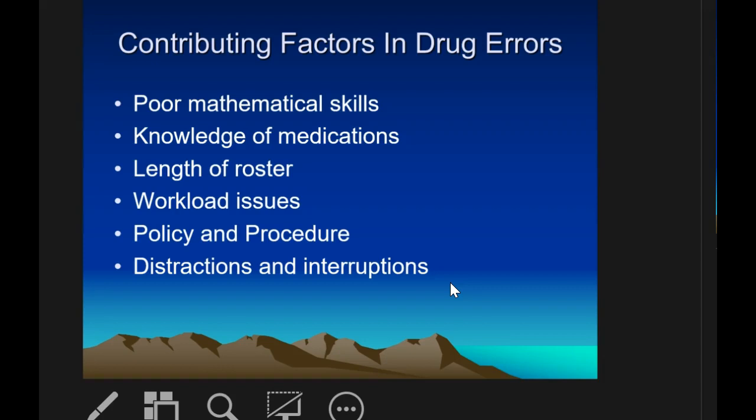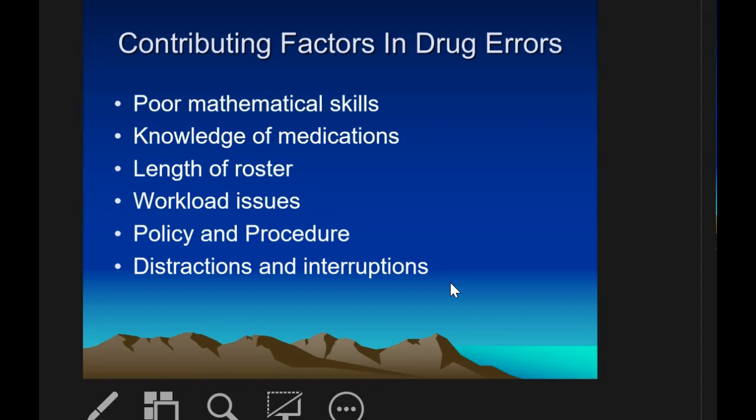So that's interesting. Lots of things like obviously the length of roster, workload issues, whether you're on days, nights or evenings, and obviously, for example, day shift, there's a high correlation with the number of drug errors on day shift because it's such a busy time, and there's a risk of interruption and so forth. So lots of things like that.